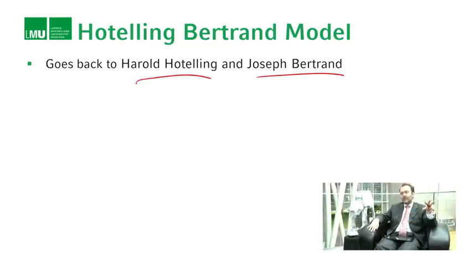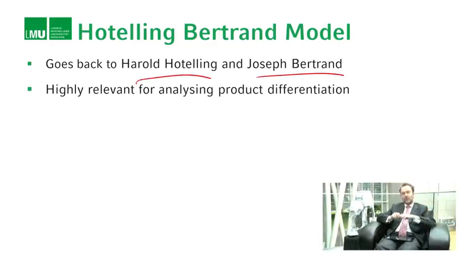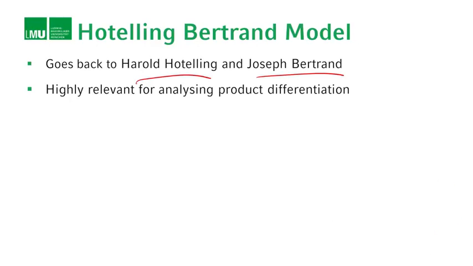Now, why are we doing this? We're doing this because it's fairly useful. It's actually fairly relevant for analyzing product differentiation and for the consequences in terms of prices and in terms of the profits that firms make. Okay? And remember, where we're starting off with? We're starting off with the Bertrand paradox, which says that firms, under reasonable assumptions, make zero profits, even if there's just two firms competing.